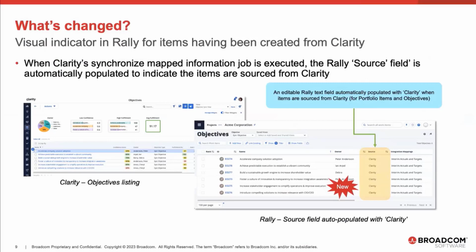Since the Rally source field is a custom field, it cannot be configured to default to the value of Rally when a new portfolio item or objective is created in Rally by a Rally user. The Rally user will need to manually populate this field. However, if the Rally source field is left blank, after the sync job is run in Clarity, that source field will be auto-populated with the value of Rally. So you'll be able to tell straight away that that item originated from Rally.